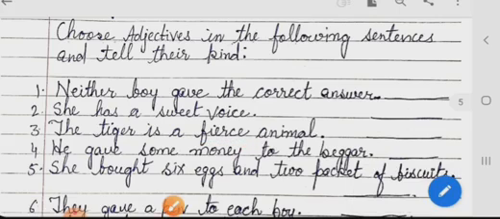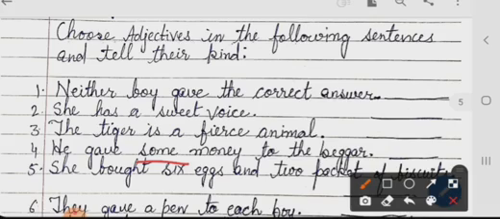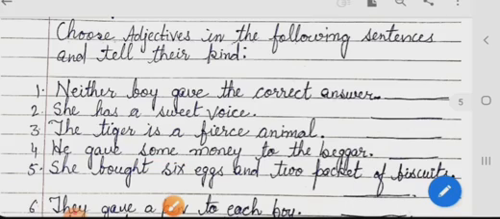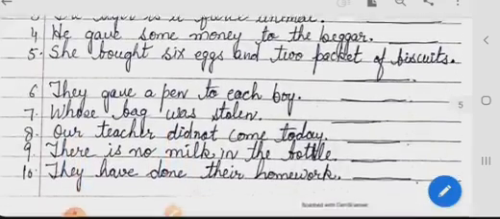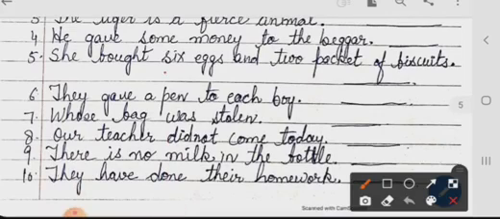He gave some money to the beggar. Here students, some is showing amount, that is, it is a quantitative adjective. She bought 6 eggs and 2 packets of biscuits. Here students, 6 is showing number and the word 2 is also showing number. That's why they are quantitative adjectives, because both words are showing some quantity.